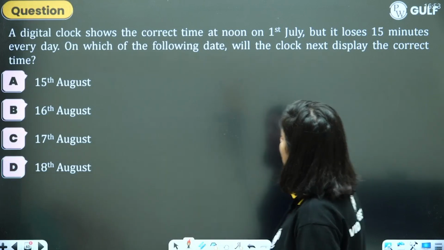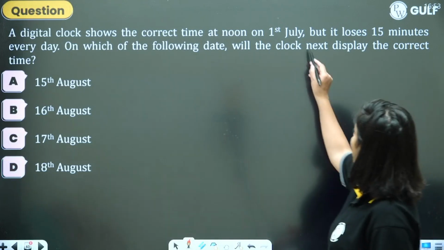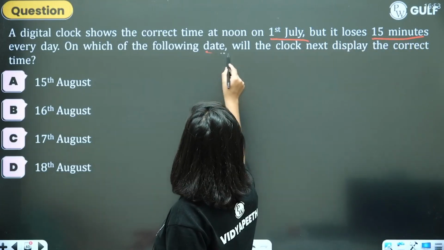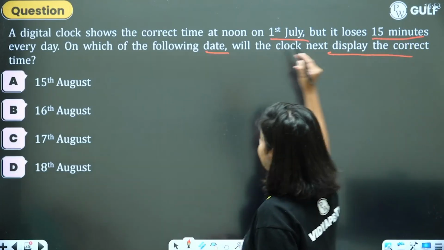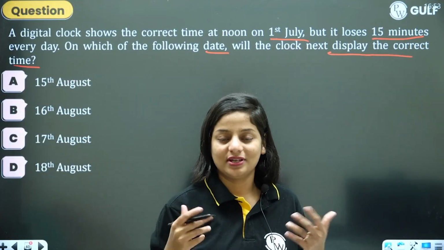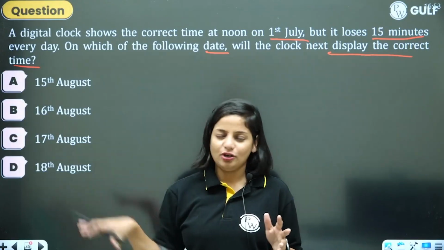A digital clock shows the correct time at noon on 1st July, but it loses 15 minutes every day. On which of the following date will the clock next display the correct time? So you have heard the dialogue, right? Every clock shows correct time twice a day, something like that. So our clock has 12 hours.